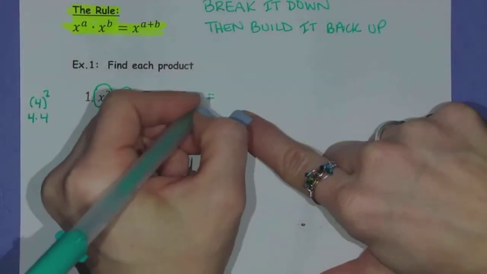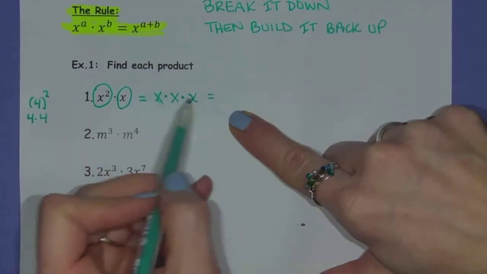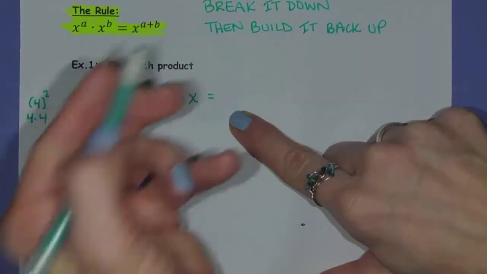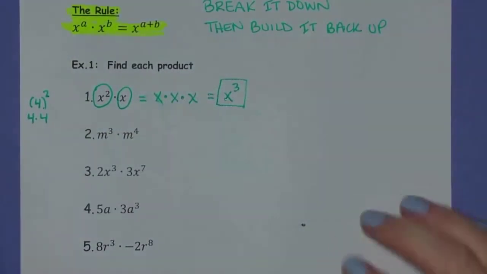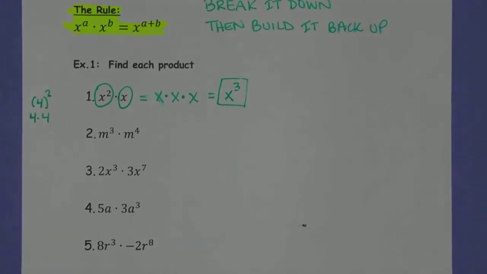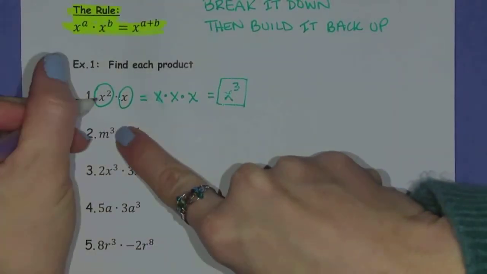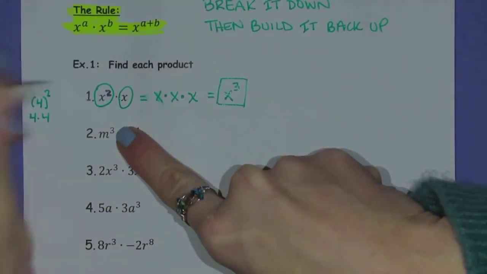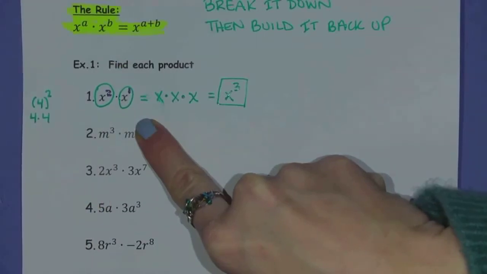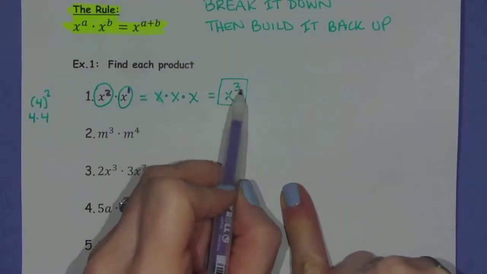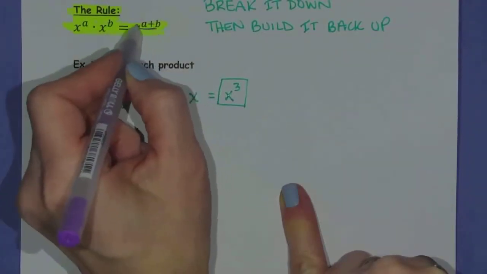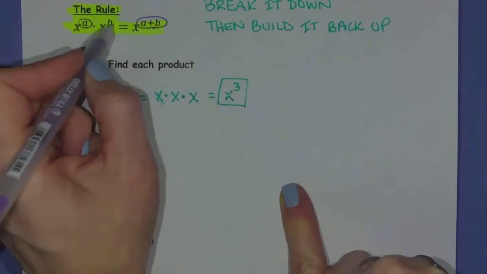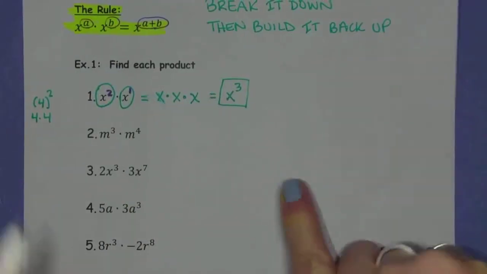Now, let's build it back up. How many x's do we have altogether? Well, I hope you're saying 3. So when we build it back up, our final answer is x to the third. Now, if you're a shortcut kind of person and you like to memorize rules, you can also think of this as you've got 2 x's here, you've got 1 x here, and 2 and 1 make 3 when you add them all together. Okay, let's go to the next one.